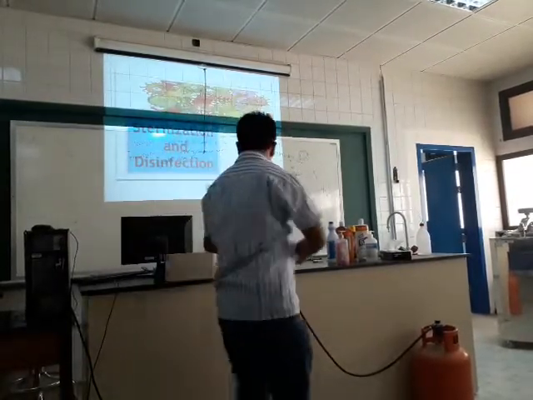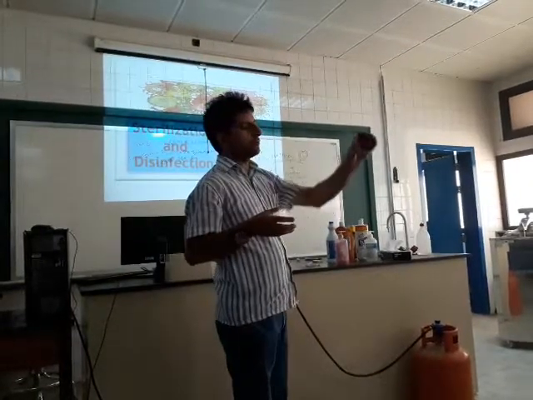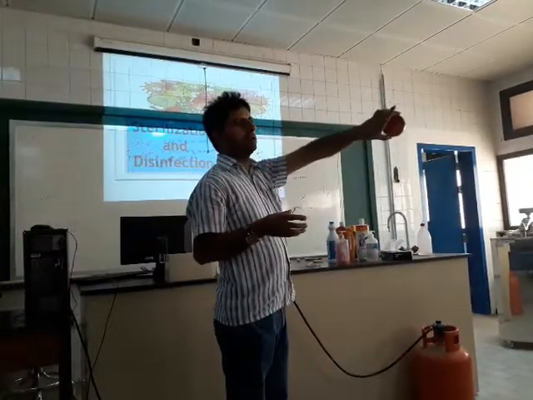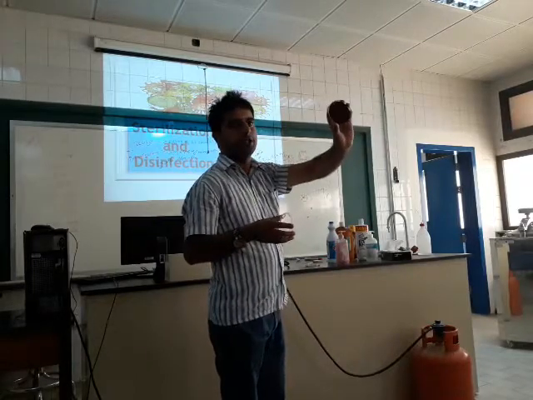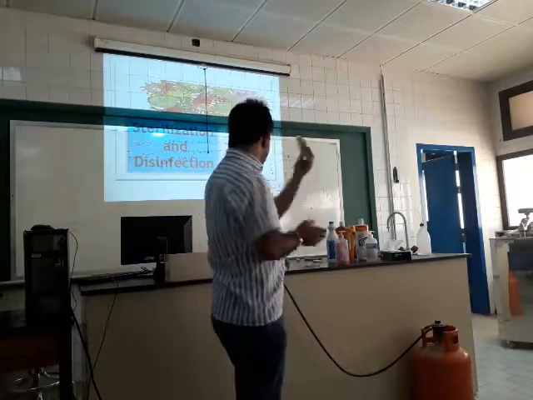There is a growth, but you cannot see it. This is another culture media. It contains sheep's blood, because some bacteria grow on blood. This is the example.